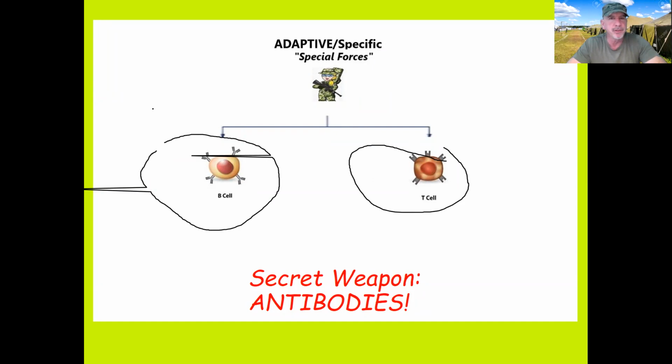COVID is a virus. It's a very sneaky and clever virus. It sneaks into your body and it pretty much eludes your general or innate immune system. So it's up to the T cells and the B cells to hunt this guy down. And they have a secret weapon called antibodies.